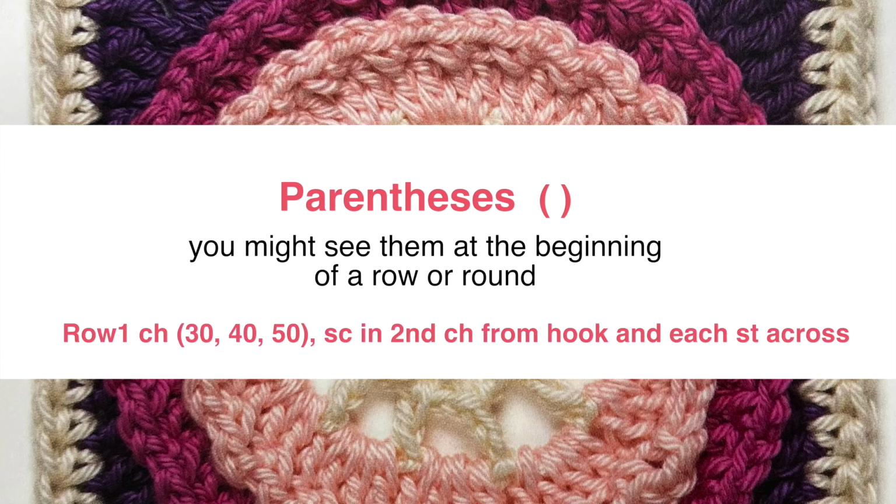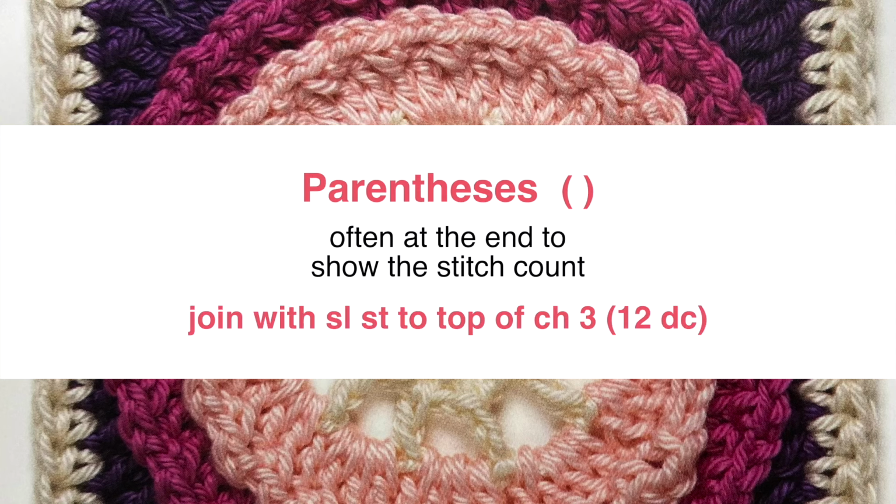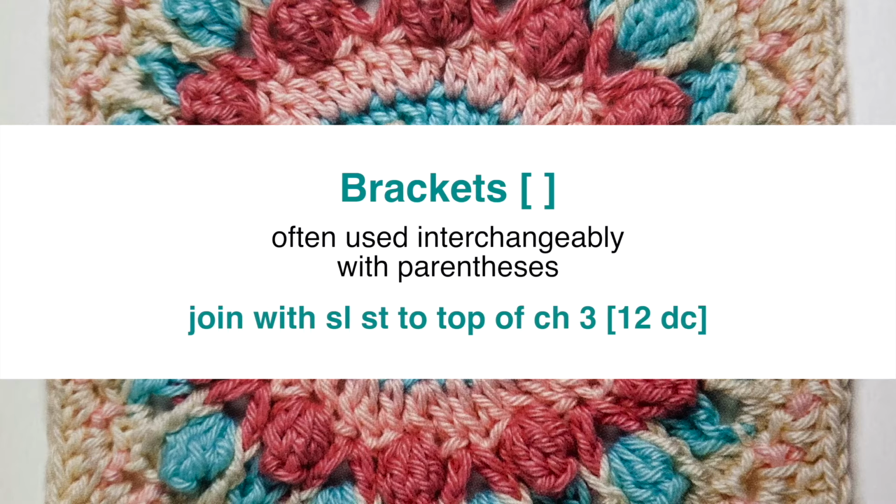This is common if you're working on something that has multiple sizes. This way the designer can show you the different stitch counts for all the different sizes for that pattern. And if you see it at the end, it's usually to show you how many stitches were created within that row or round.